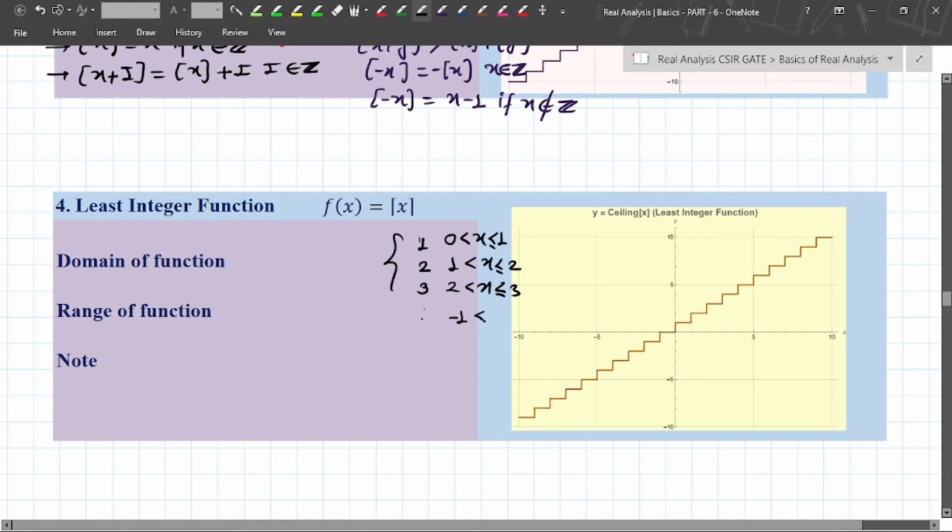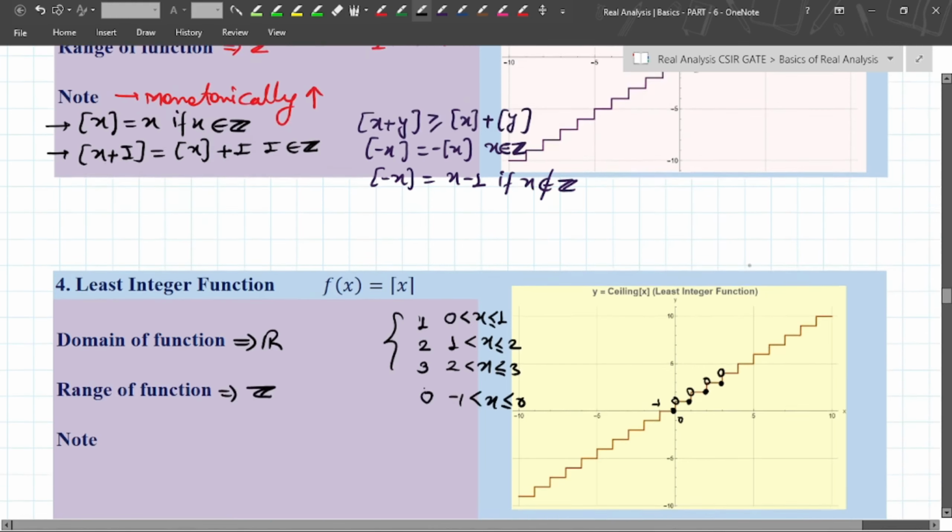So if it is from minus 1 to 0, with 0 included, then it is 0, taking the upper value. So what is the domain? The domain is the real numbers, but the range of the function takes only integers. Now how? If it is from minus 1 to 0, it is taking 0. From minus 1 to 1, it is taking 0, not this, it is empty. From here it is taking this, it is empty. From here it is taking this, it is empty.